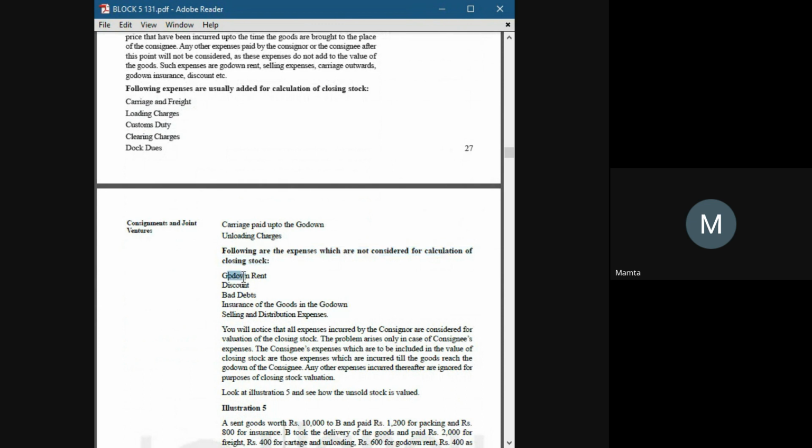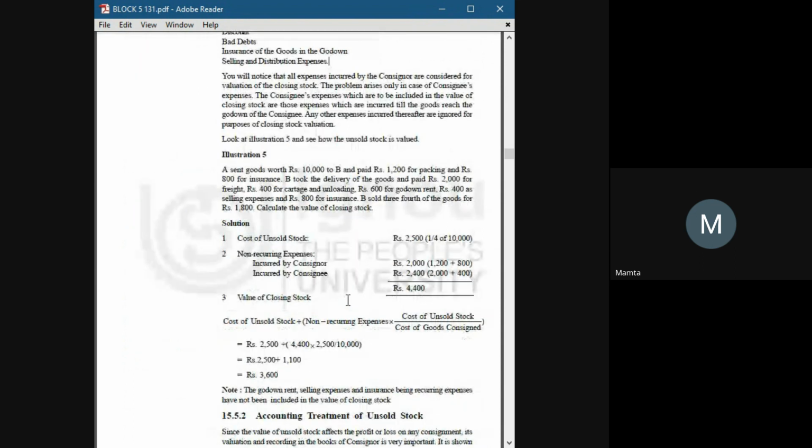Just like godown rent, discount, bad debts, insurance of goods in the godown, and selling and distribution expenses. And why is that so? Because those goods stayed in the godown only. So no discount, no bad debts, no selling and distribution expense, no insurance of goods in the godown, and that's it. We will take illustration number 5 for the same.